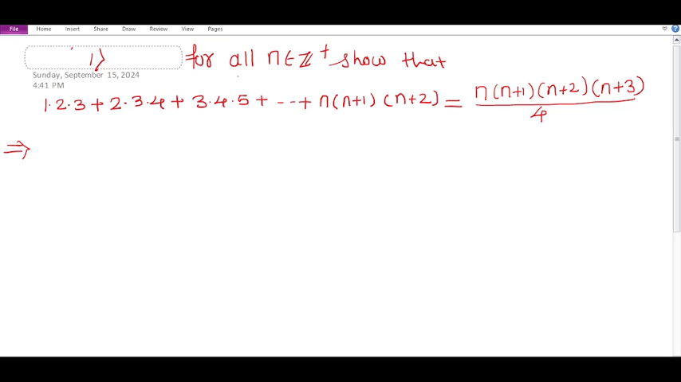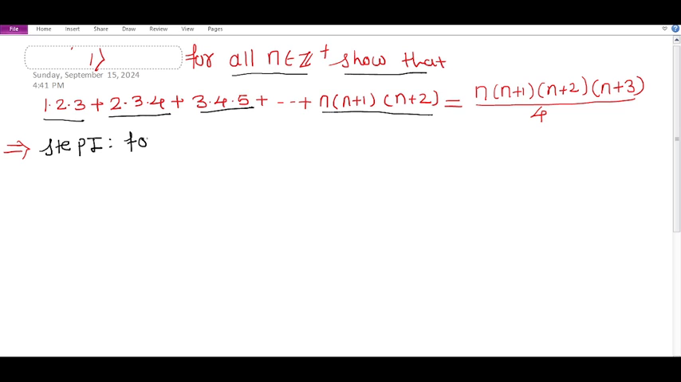Example 1: for all positive integers, show that 1 into 2 into 3 plus 2 into 3 into 4 plus 3 into 4 into 5, and so on, up to n into n plus 1 into n plus 2, is equal to n times n plus 1 times n plus 2 times n plus 3 divided by 4. To show the above result for all positive integers, we use mathematical induction.